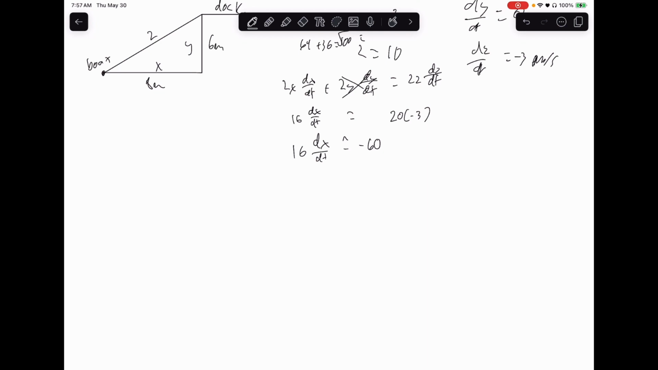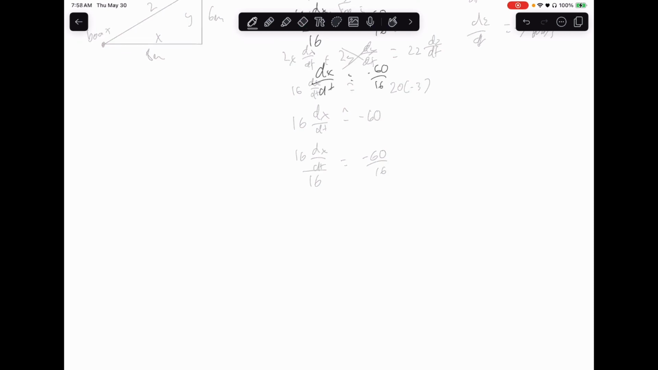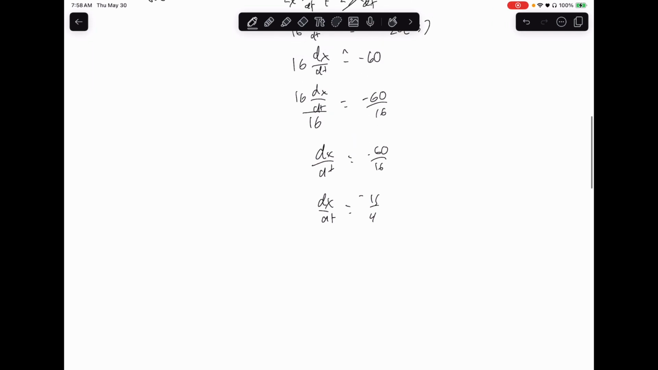Then the next step is just to simply solve for dx/dt. So dx/dt equals negative 60 divided by 16, which equals negative 15 over 4. That is the amount of meters per second that the boat is being drawn in.